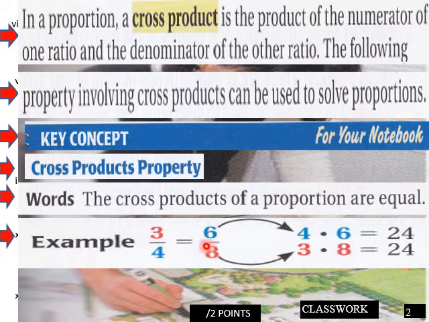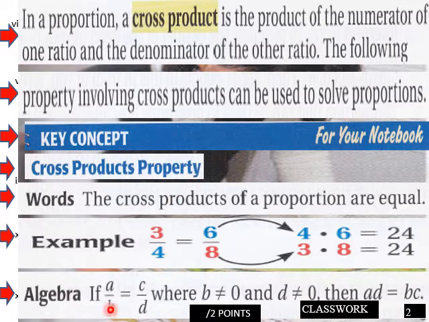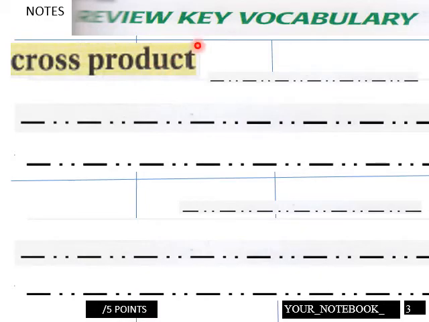Example, 3 times 8 equals 4 times 6, so they're both equal to each other. That's how that works. In algebra, a over b equals c over d, where b is not zero and d is not zero, so ad equals bc. Students, in your own words, define cross product now.